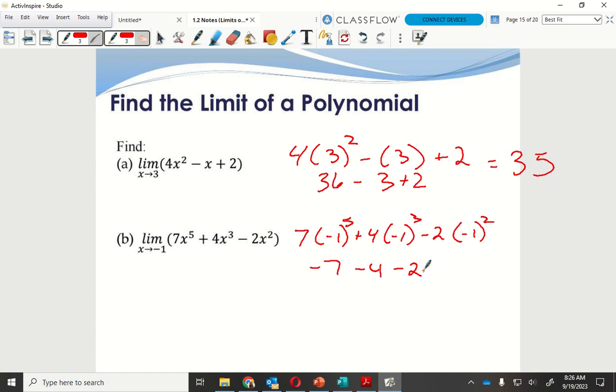Now, as we plug this in, negative 11, negative 13. Negative 13. Yes, no, maybe, possibly. Good.